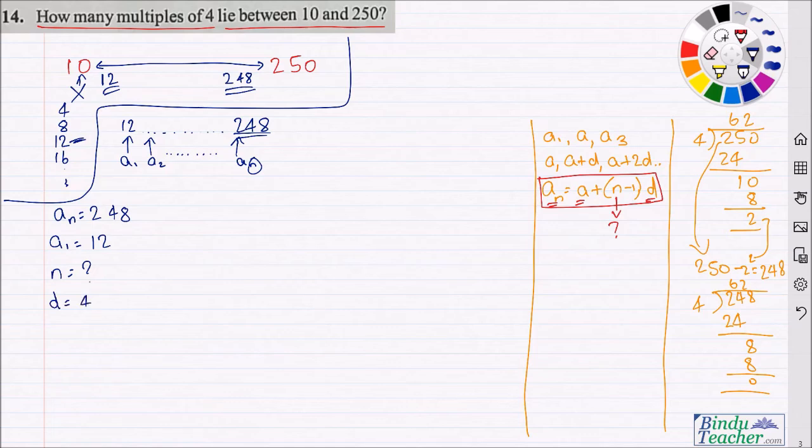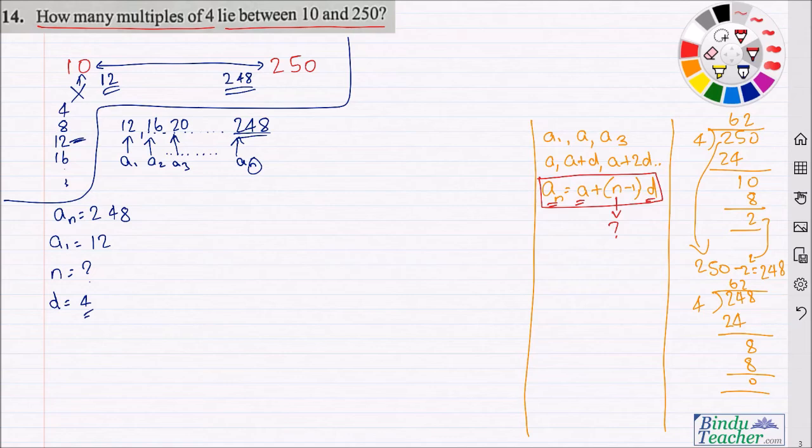Now how did I know that the value of D is 4? Simply because here we are talking about multiples of 4, which means if the first number is 12 represented by A1, A2 would be 12 plus 4, which is 16. So you see, after 12, 16. 16 is a multiple of 4, right? Similarly, A3 will be 16 plus 4, which is 20, and so on. So here we can clearly see the common difference between the terms is 4. Hence I wrote D equal to 4.